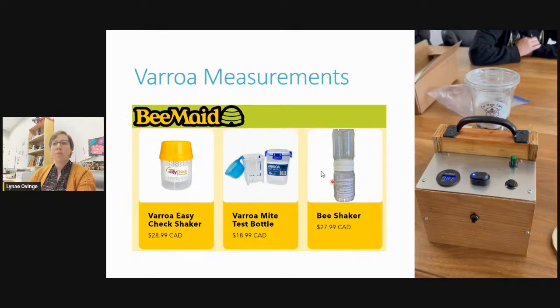And then we have these other options. And with these two options, really, the bees are kind of in the water, and then you're swirling them.